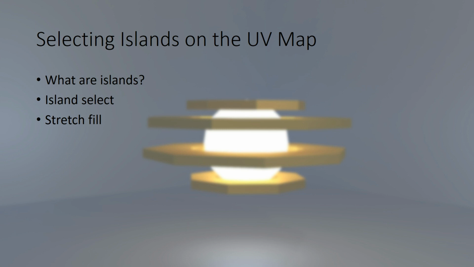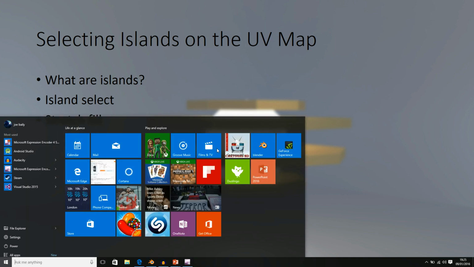In this lecture, we're going to learn about selecting islands on the UV map. What are islands? Well, basically, when you unwrap an object, you can divide it up into islands. These are a series of faces that have been unwrapped based on where you have marked your seams. We're going to learn how we can select these islands, and as a bonus we're also going to learn about the stretch feature. So let's have a look at this in Blender.